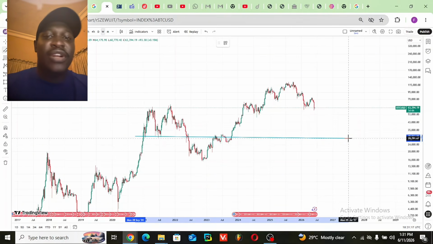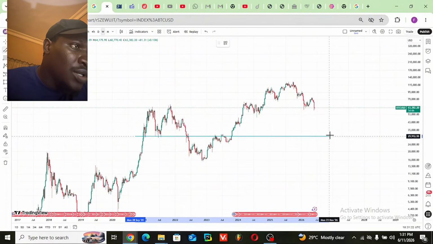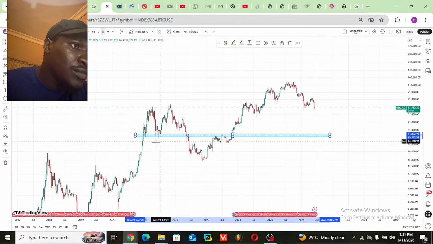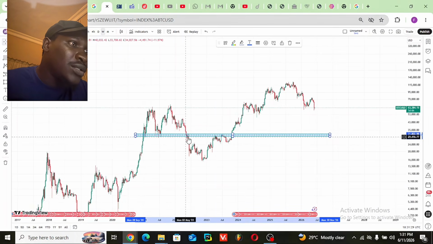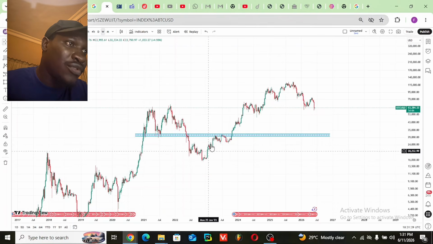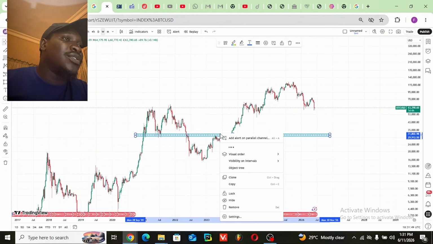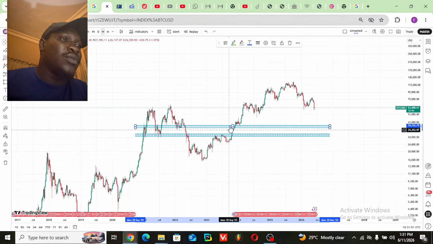So I can see that price respected this zone here. So we have 1, 2, 3, 4, 5. Very strong. 1, 2. Price broke through this place, came back for a little range and broke all the way down, then came back again, ranged, then broke it all the way up. So very important. Then let's just duplicate this. Let's clone that.